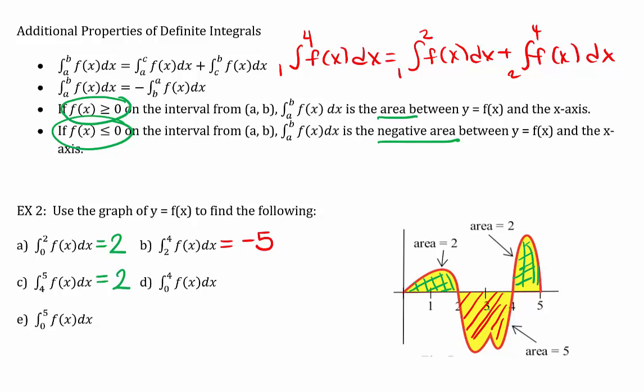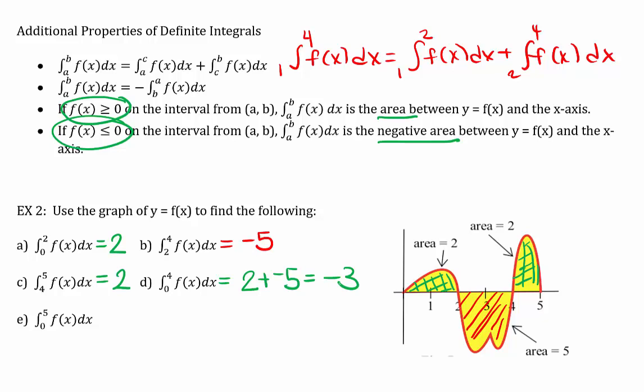Now, if we want to integrate from 0 to 4, we can add those two separate integrals. So from 0 to 4, we would get the positive 2 plus the negative 5, or negative 3. The negative answer tells me from 0 to 4, more of the area is below the x-axis.